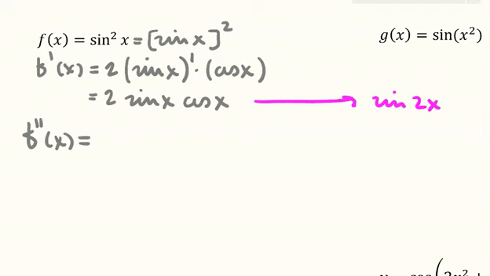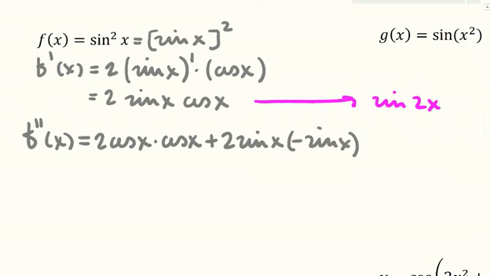I'll take the derivative of 2 sine x, and that will be 2 cosine x, while leaving cosine x the same. And then I'll add in, leaving 2 sine x the same, the derivative of cosine x, which is negative sine x. Okay, so this is 2 cosine squared x minus 2 sine squared x. So that's the second derivative.